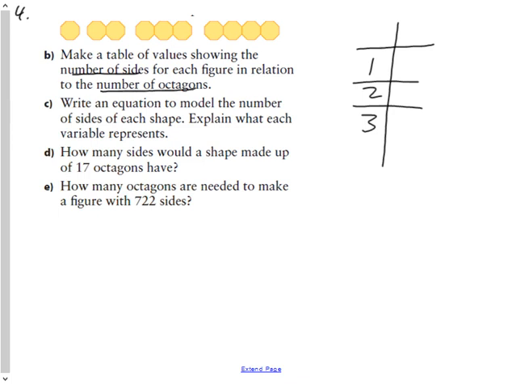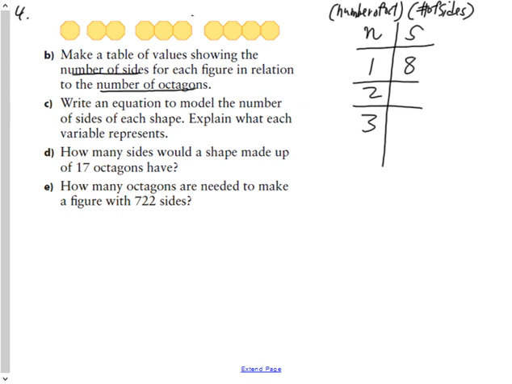So if we think about those two things that we have to put into our table of values, number of sides to number of octagons, this is going to be n, and this is going to be our number of octagons, right? So 1 octagon, 2 octagons, 3 octagons. So instead of saying x, we're going to call it n. And instead of calling it y, we're going to call it s for number of sides. Okay? So we think about 1 octagon. In this one here, it has 1, 2, 3, 4, 5, 6, 7, 8 sides. That's why it's called an octagon. So we have 8 sides.